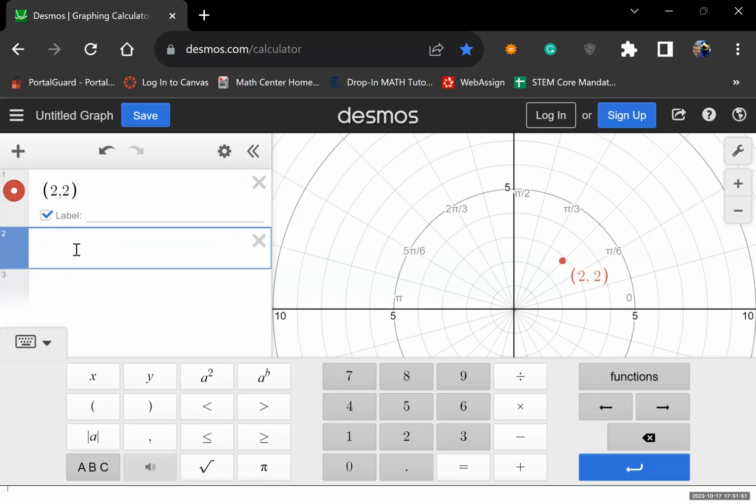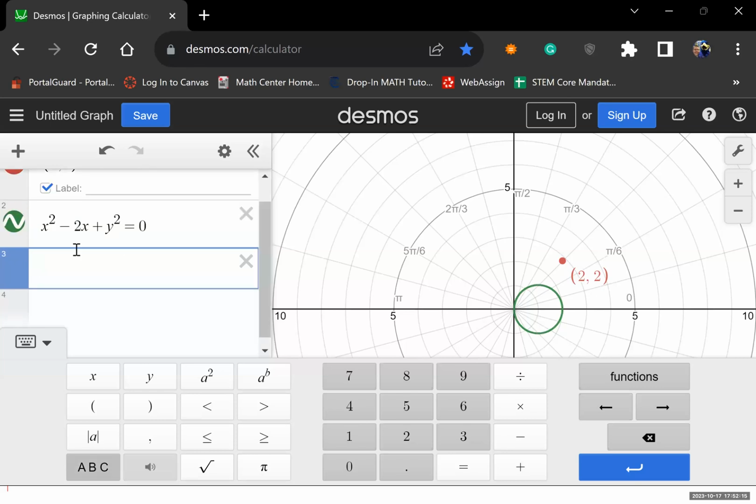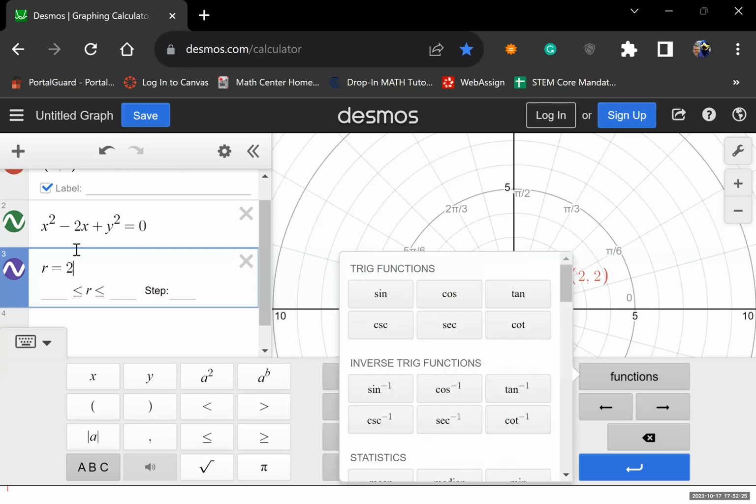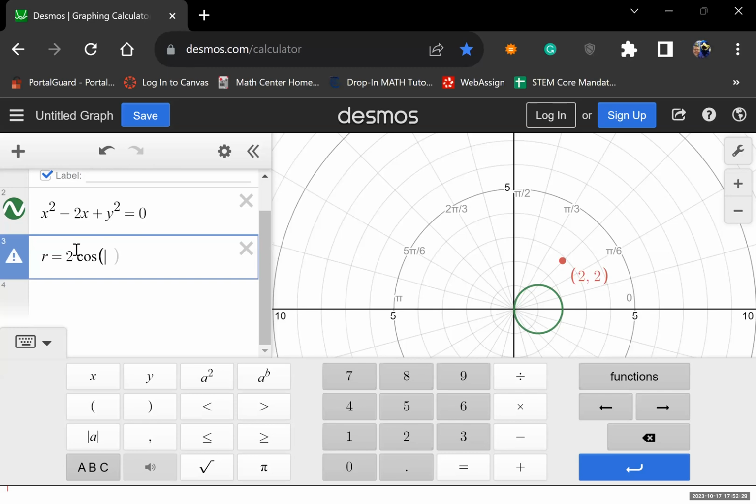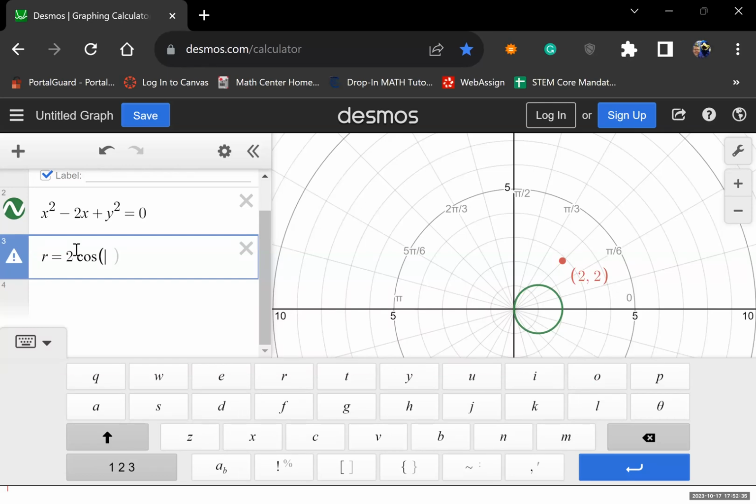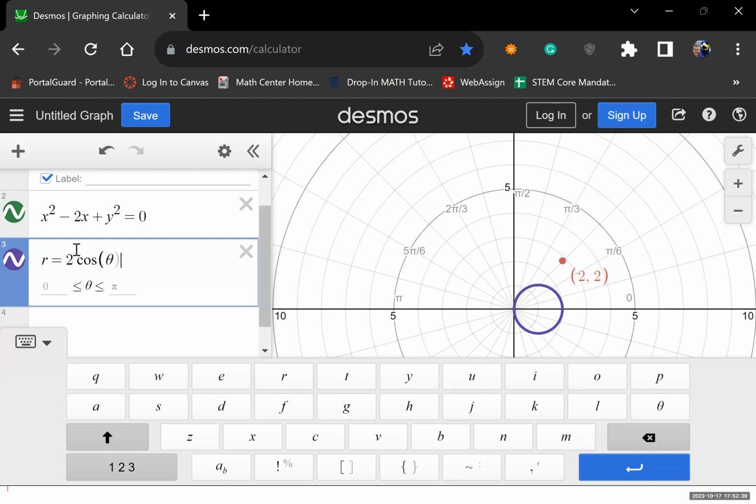However, I do believe that if we do x squared minus 2x plus y squared equals 0, we get that guy there. And if we do r equals 2 cosine theta, you can see that they are identical.